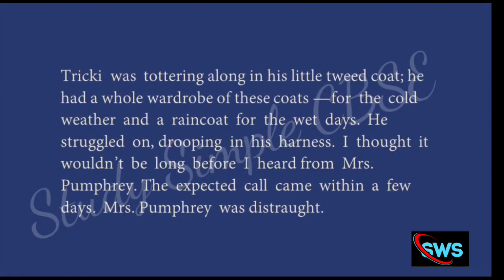Tricky was tottering along in his little tweed coat. He had a whole wardrobe of these coats. So Tricky was just walking along in his little tweed coat. Tweed means it's like rough woolen material. So Tricky was walking along in his woolen coat. So Tricky had a complete wardrobe consisting of these kinds of coats for the cold weather and a raincoat for the wet days. So he had clothes for different weathers, be it the cold weather or a raincoat for the wet days. He struggled on, drooping in his harness. So Tricky struggled to walk, drooping in his harness, which means decreasing his control. Drooping means decreasing and harness means control. It means that he was not able to walk properly and he was struggling to walk.